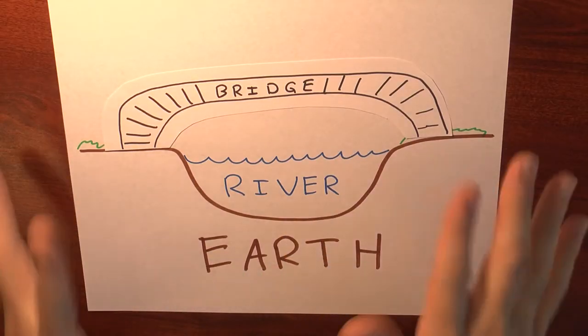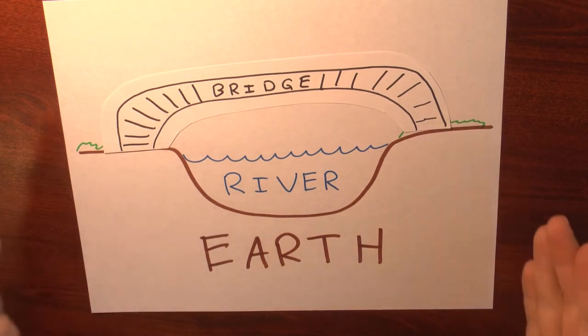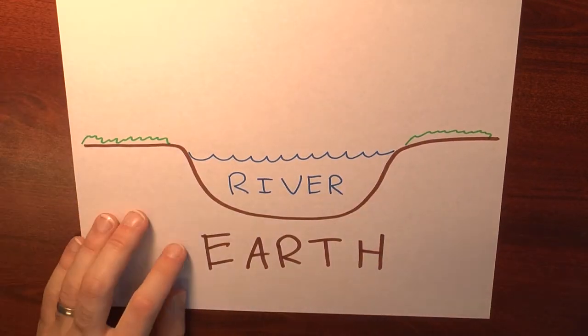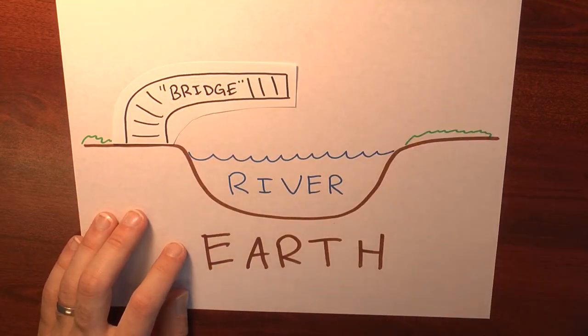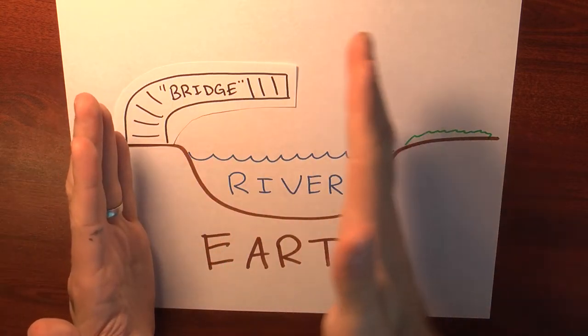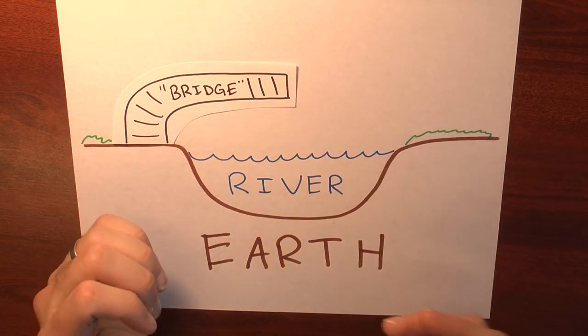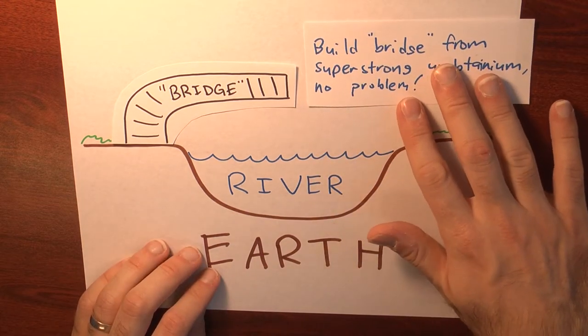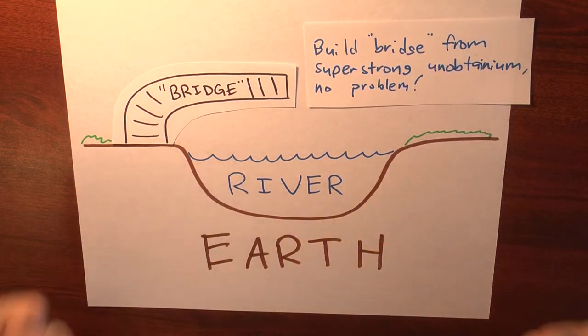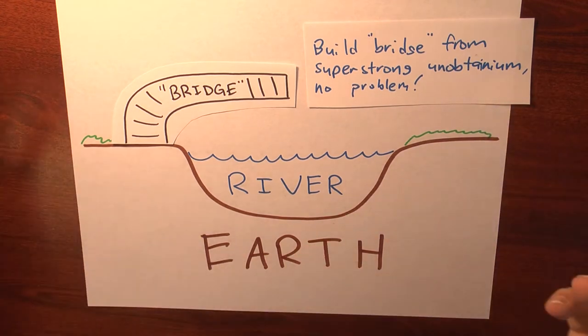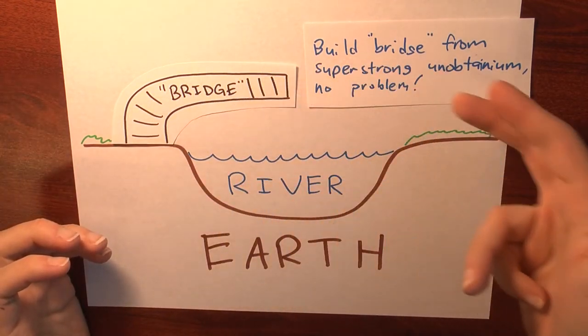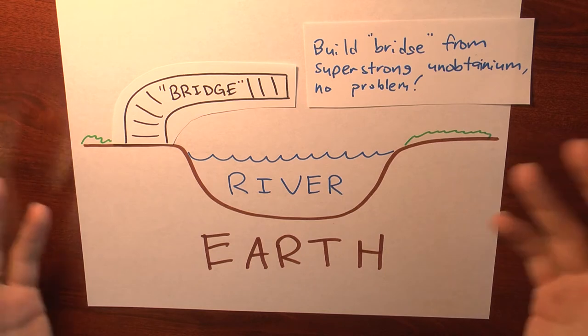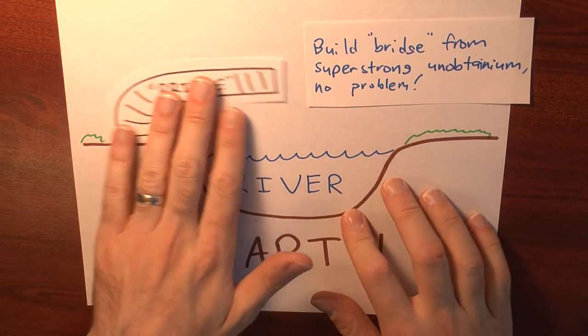So instead of building a bridge that's attached to both banks, I want to build a bridge that's just attached to one bank, and then I want to know how long I can make this bridge before it collapses. Well, if you allow me to build the bridge from some super strong metal like unobtainium, no problem. I'll just build a really, really long bridge. There's no limit to how long that bridge could be. But that's not really what I mean.